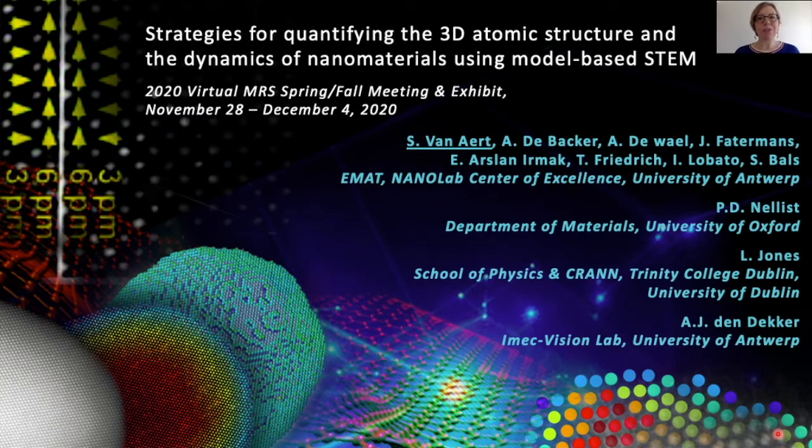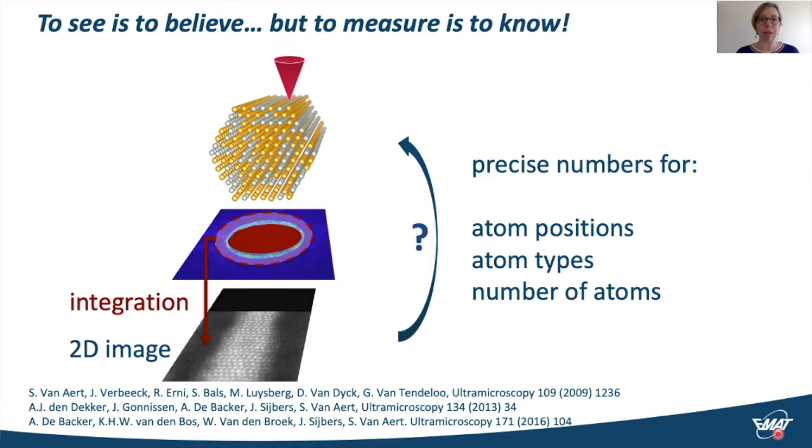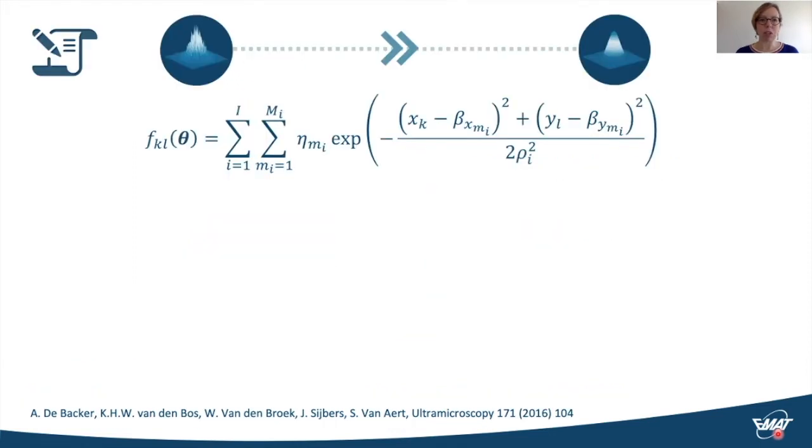The aim of my talk is to show strategies for quantifying 3D atomic structures of nanomaterials and their dynamics using scanning transmission electron microscopy. And in a quantitative framework, the aim is to extract precise numbers for the unknown structure parameters, including atom positions, atom types, and number of atoms from the experimental images. Therefore, we make use of statistical parameter estimation theory.